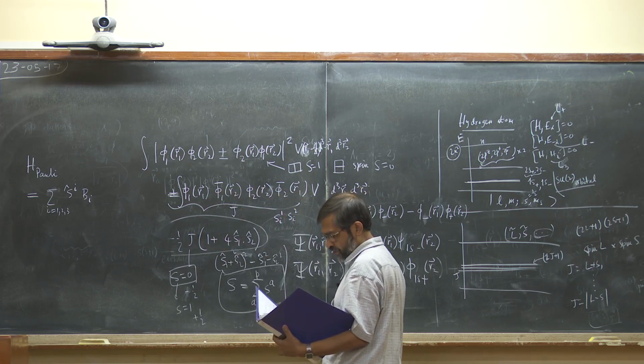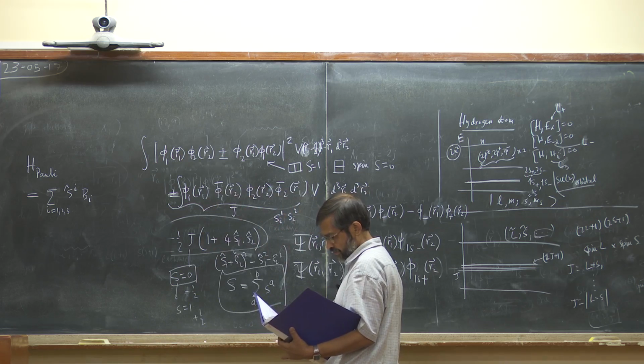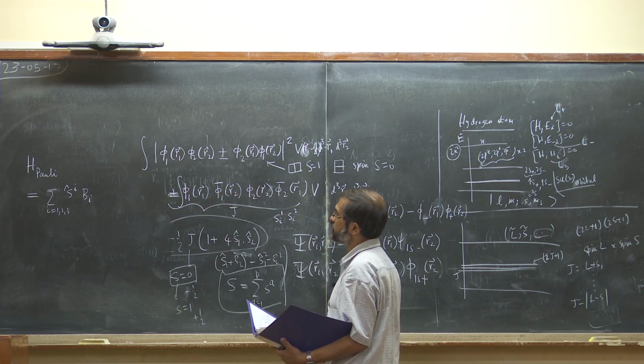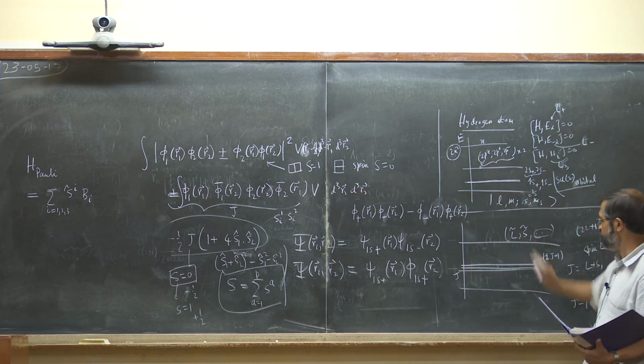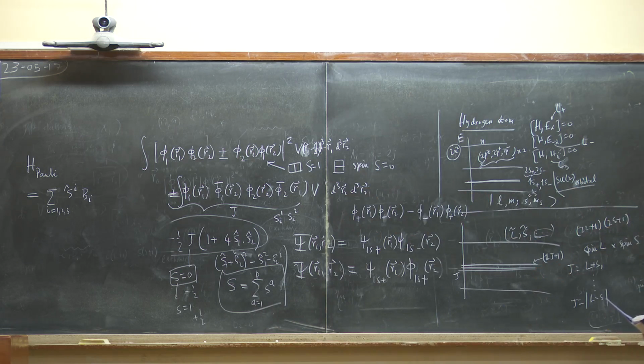So any idea how the degeneracies will be split now? So we arrived up to this. Now we put the system in an external magnetic field. What will happen to the spectrum? Sorry?